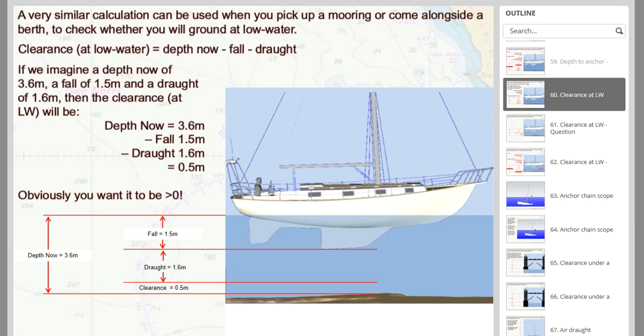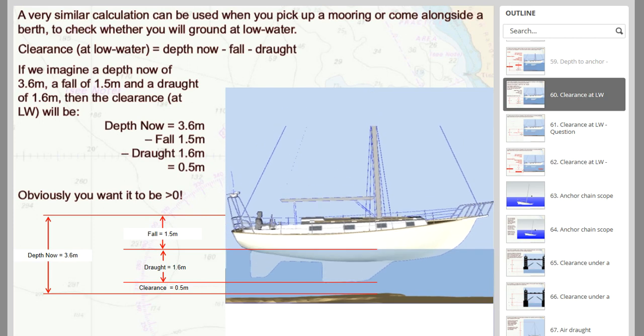A very similar calculation can be used when you pick up a mooring or come alongside a berth to check whether you will be aground at low water. Clearance at low water equals depth now minus fall minus draft. If we imagine a depth now of 3.6 meters, a fall of 1.5 meters, and a draft of 1.6 meters, then the clearance at low water will be 3.6 meters minus 1.5 meters minus 1.6 meters equals 0.5 meters. Obviously, you will want it to be greater than 0.